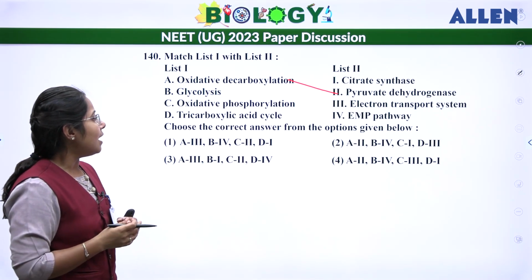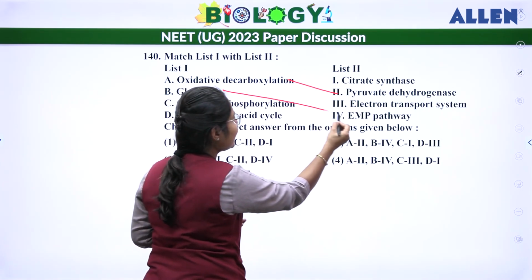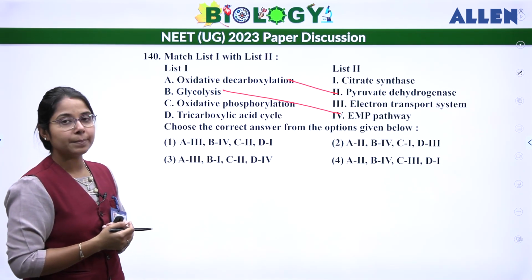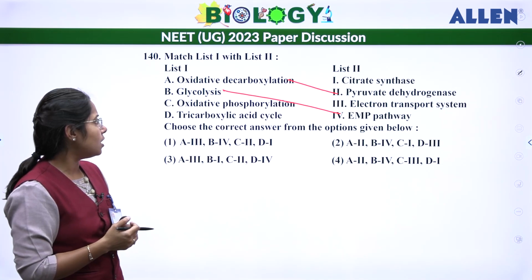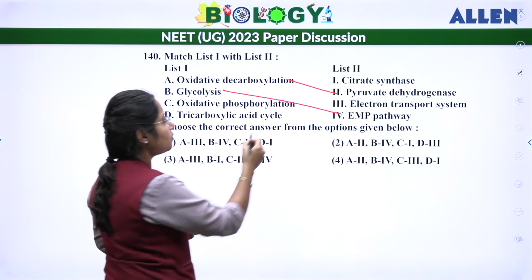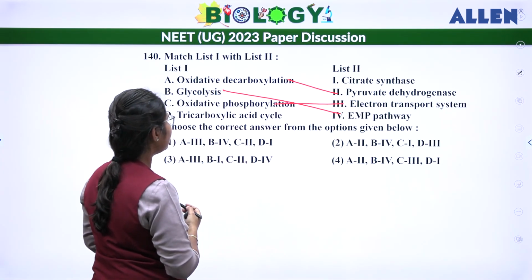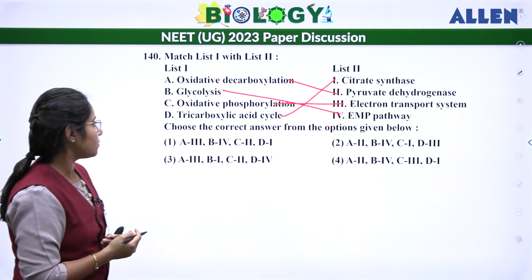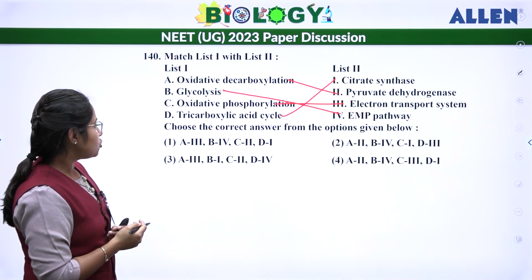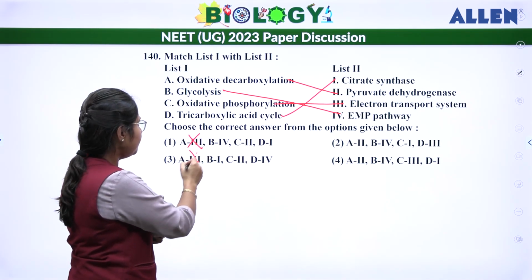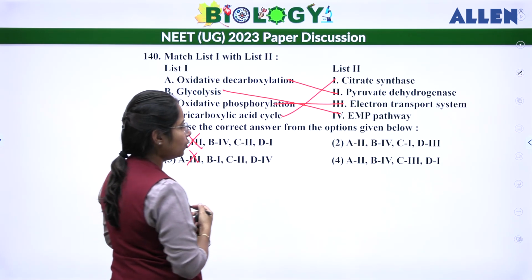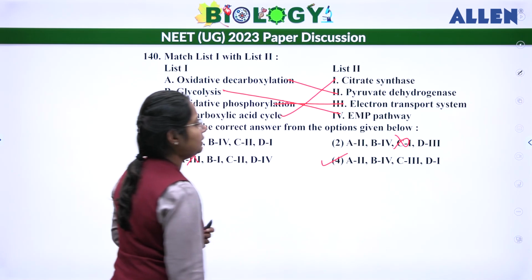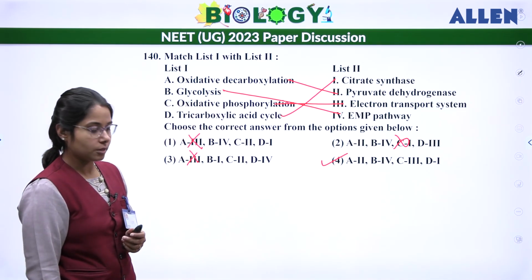the Krebs cycle. Glycolysis is also called the EMP pathway, Embden, Meyerhof and Parnas pathway, depending upon the name of the scientists who proposed it. Oxidative phosphorylation will be your electron transport system, and tricarboxylic acid will be your citrate synthetase, right? So A will be 2, so these two options get negated. B will be 4, C will be 3. So option 4 in this case.